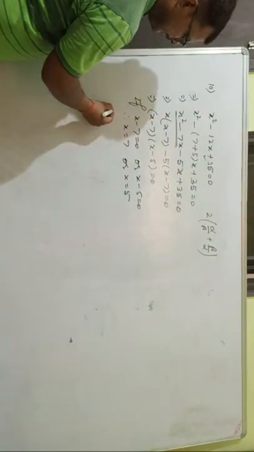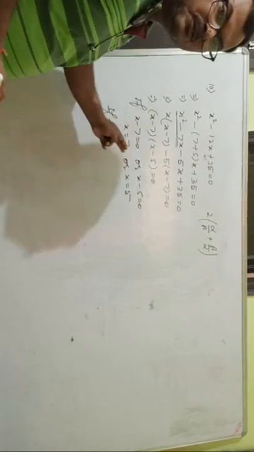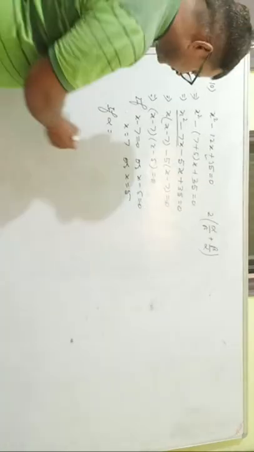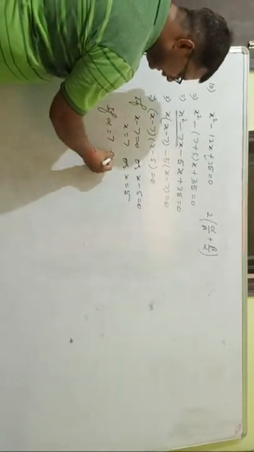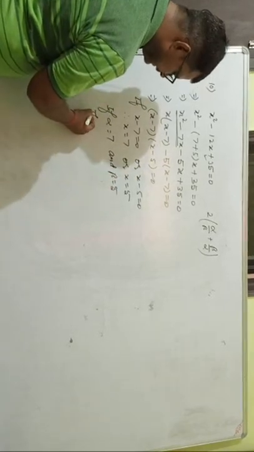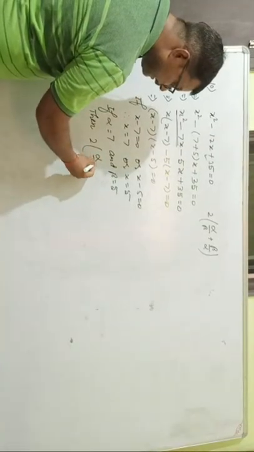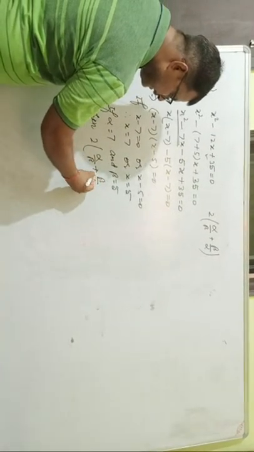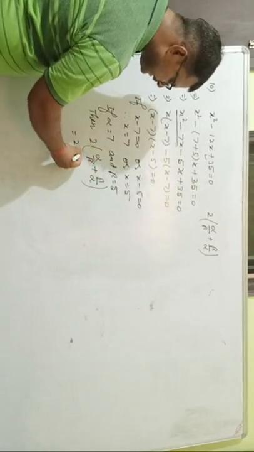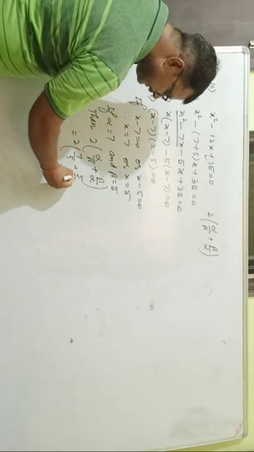5. Means there are two roots of the given equation; one may be alpha, the other will be beta. Alpha is equal to 7 and beta is equal to 5. Then you have to find this value: 2 into alpha plus beta, alpha by beta and beta by alpha. Replace it. Alpha is here what? 7. Beta is here what? 5. Here 5, here 7.